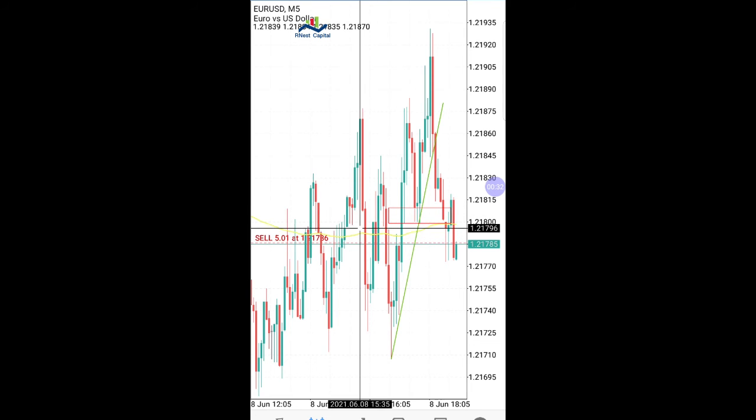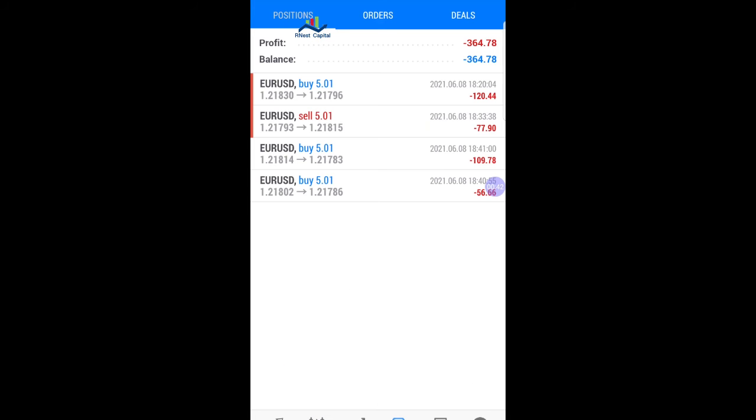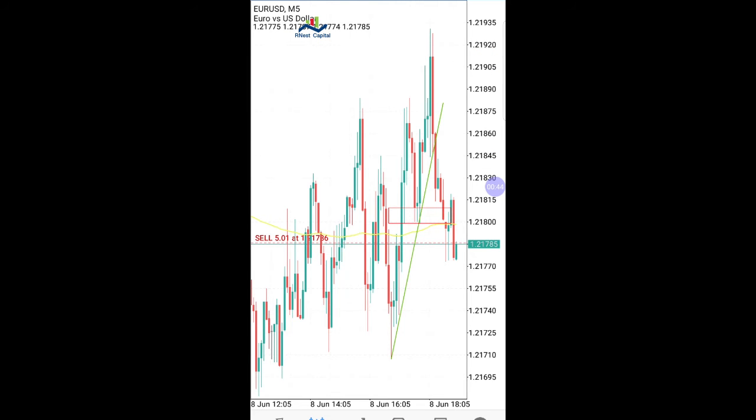As usual, stop loss 823. I'm going to be targeting the lows here at 728.